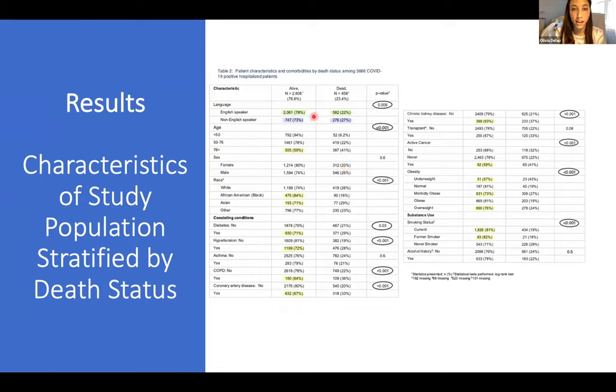For this table, we also stratified by survival status. We can see that our non-native English speakers actually had a lower survival rate than our English speakers. We also see that individuals age 76 and higher have a lower survival rate. Individuals who were Black had the highest survival rate of all the races, and individuals who were Asian had the lowest survival rate. All the coexisting conditions, including diabetes, hypertension, COPD, coronary artery disease, chronic kidney disease, any active cancer, and being underweight, morbidly obese, or overweight, resulted in a lower survival rate. And individuals who were current and former smokers had a higher survival rate than individuals who have never smoked.